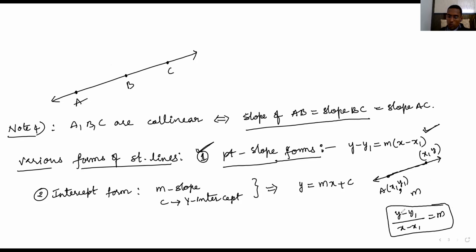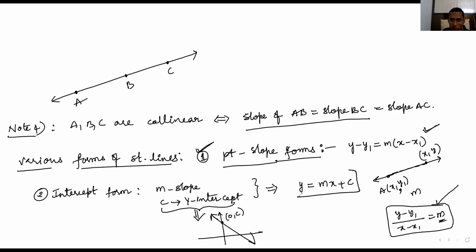So x comma y may be any point, and it will satisfy this equation because of this slope. Now, y-intercept c means this line intersects the y-axis at 0 comma c. That is the meaning of y-intercept c.